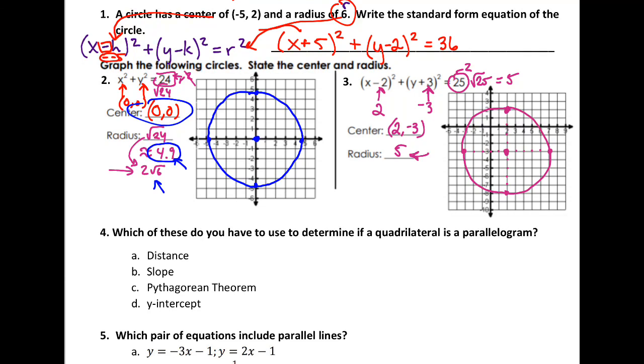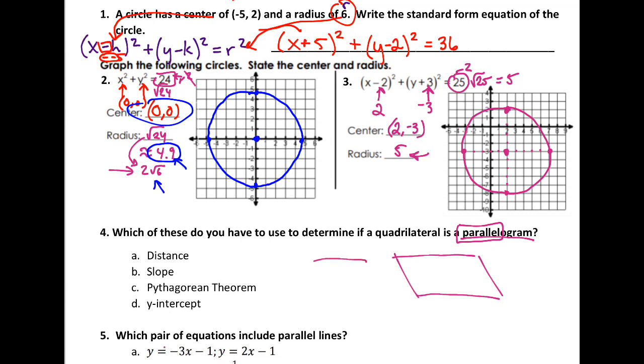So for number 4, which of these do you have to use to determine if a quadrilateral is a parallelogram? Well, basically, in order to determine if it's a parallelogram, not only do you need to have congruent sides, you also have to have opposite sides parallel. So basically, you would need to know that the slopes, this is what a parallelogram looks like, one type of parallelogram, or one shape.